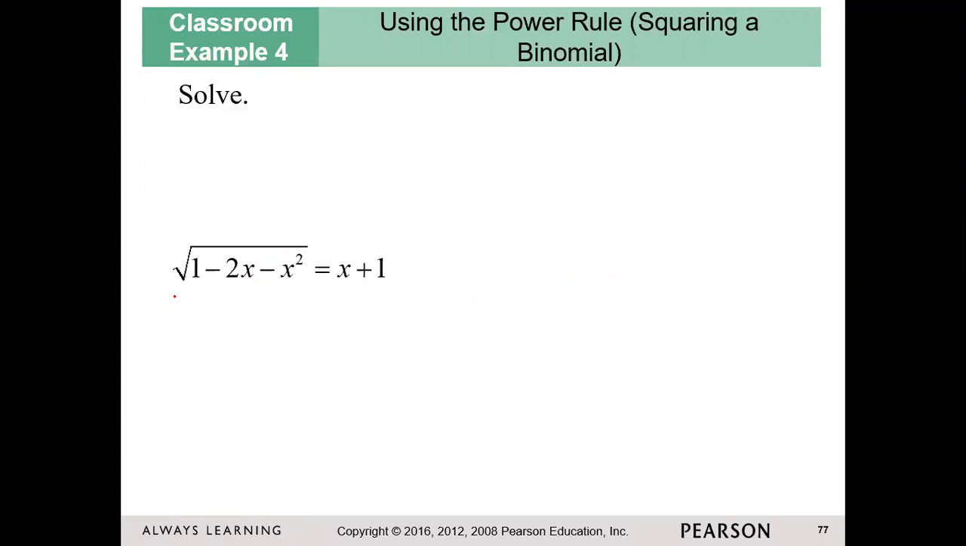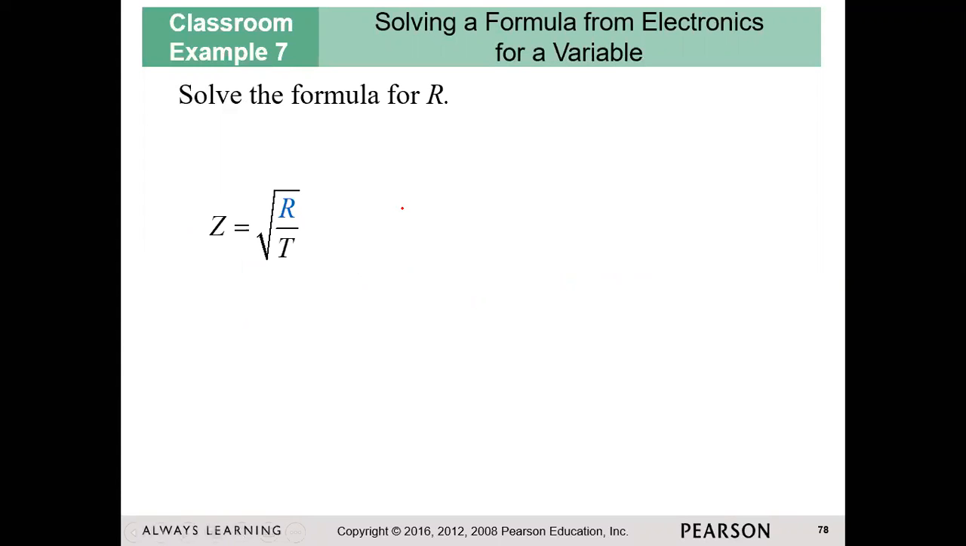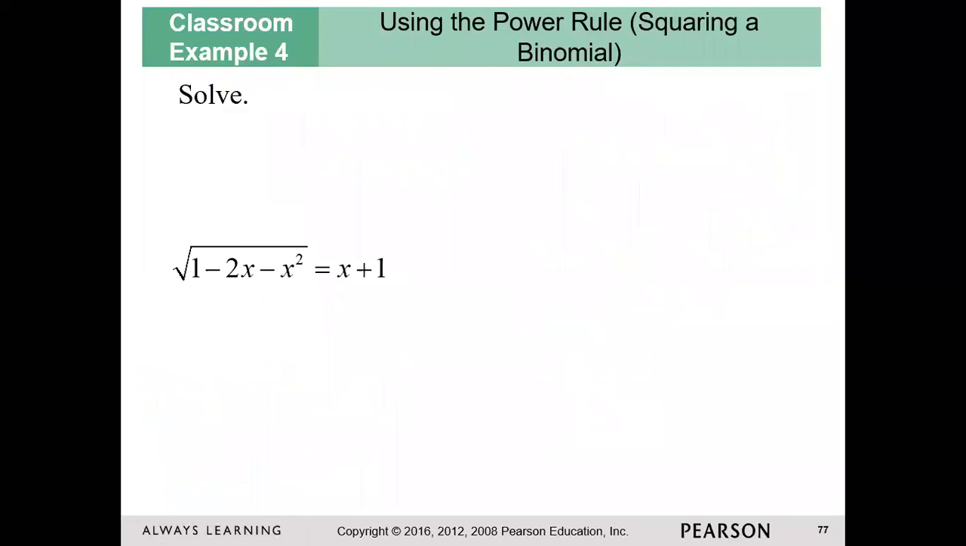All right, so let's go ahead and do this one now. And I think that'll be it for us as far as this chapter is, because, oh no, we got one more to do, sorry. So let's apply the power rule, because again, this radical is isolated. So when we apply the power rule, we're going to get 1 minus 2x minus x squared, because the square root will just cancel out, is equal to x squared plus 2x plus 1.